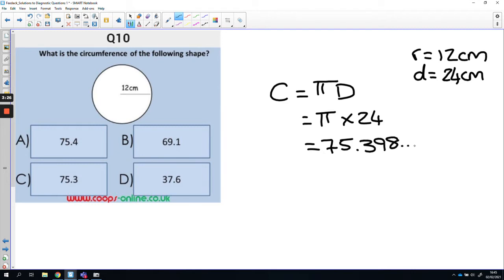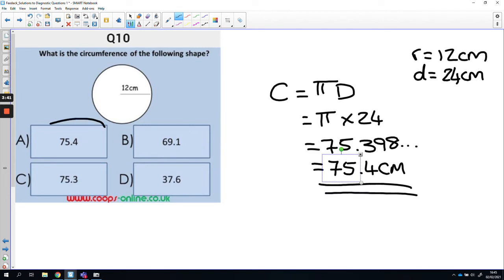75.398 blah blah blah. Again, I'm going to round that to 1 decimal place. So that's a 9, which makes the 3 a 4. Okay, so I'm looking for 75.4, which gives me option A. Okay, and again, 2 very close answers here, but making sure you've rounded correctly will give you that right answer.